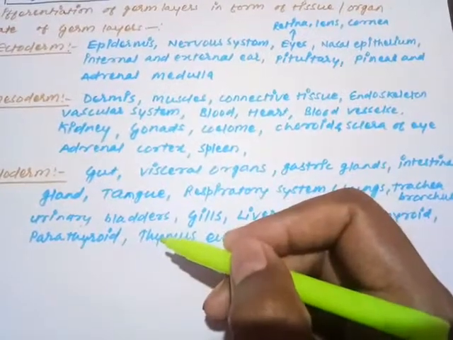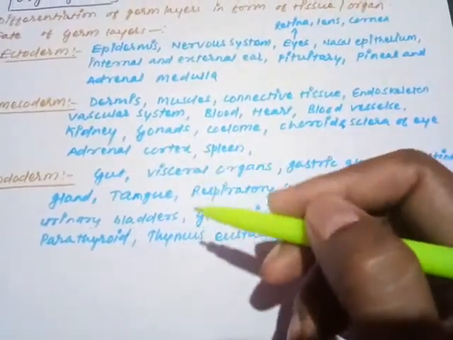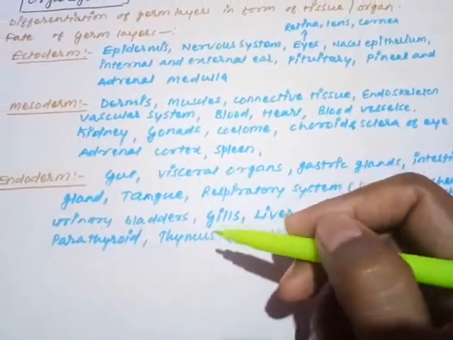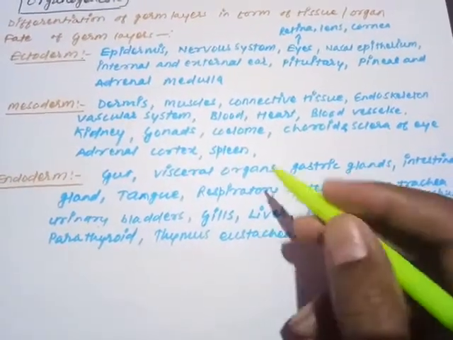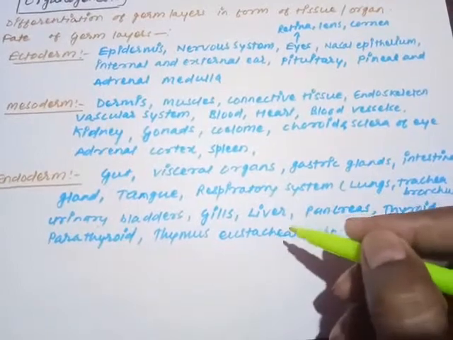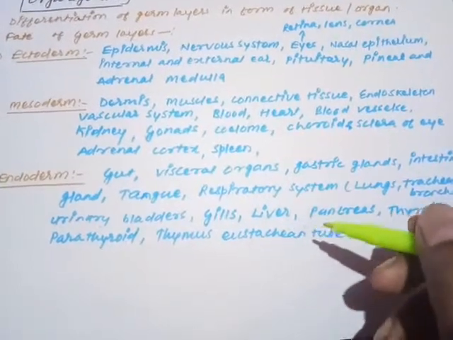Urinary bladder: kidney was of mesodermal origin, urinary bladder is of endodermal origin. Gills in case of aquatic organisms. Liver: spleen was of mesodermal origin and liver is of endodermal origin.